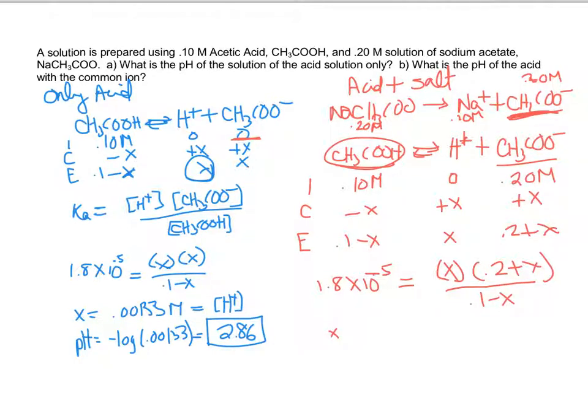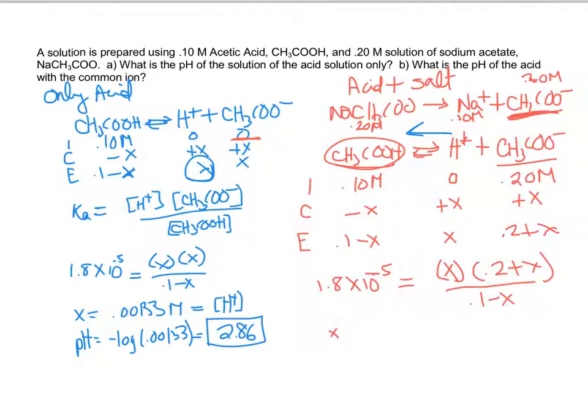Now let's make a prediction. So I have a weak acid, which is my acetic acid. By itself, the pH is 2.86. If I were to add some of the conjugate base to this, so some acetate, it's going to make the reaction shift to the left side. So I'm going to have less H pluses, which means it's going to be less acidic. So my pH should go up, should be more towards the basic side or less acidic.